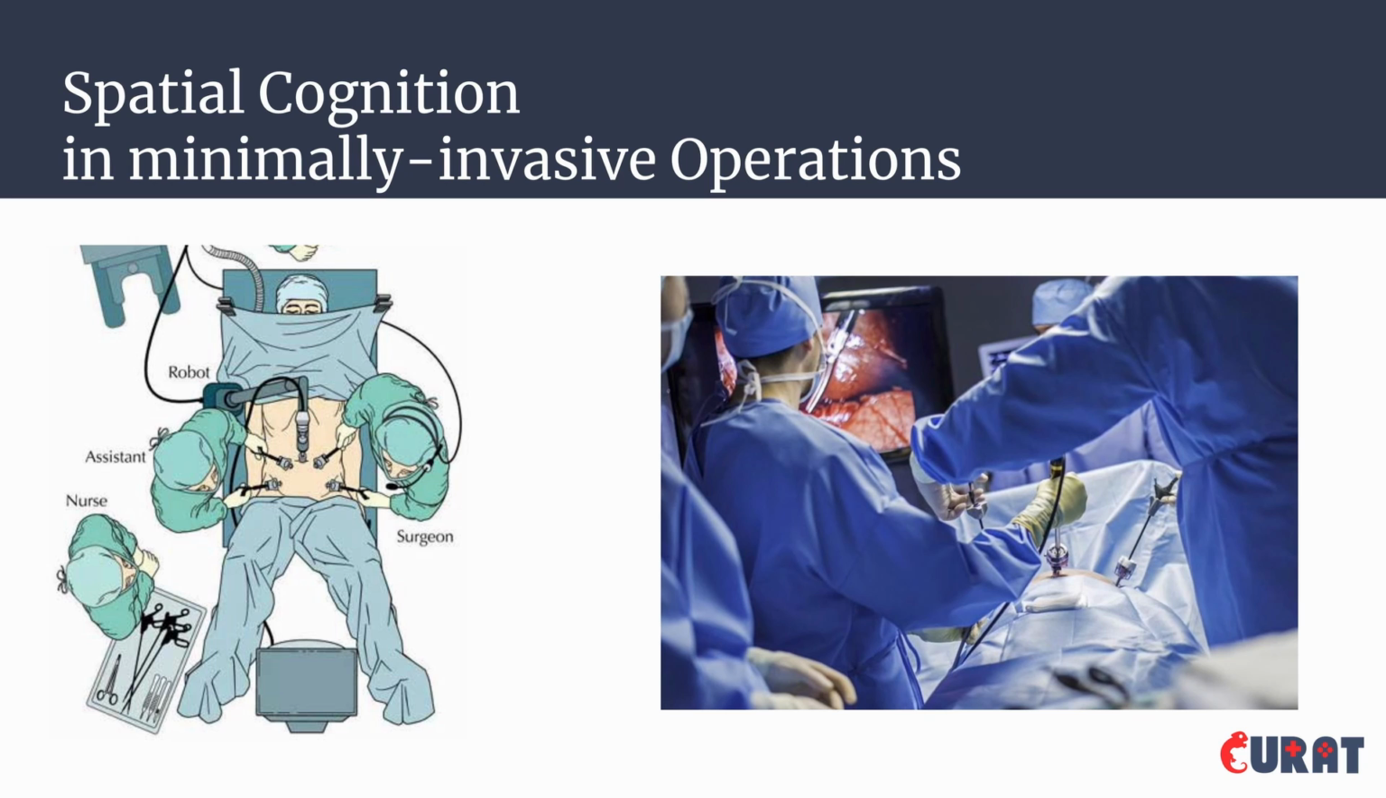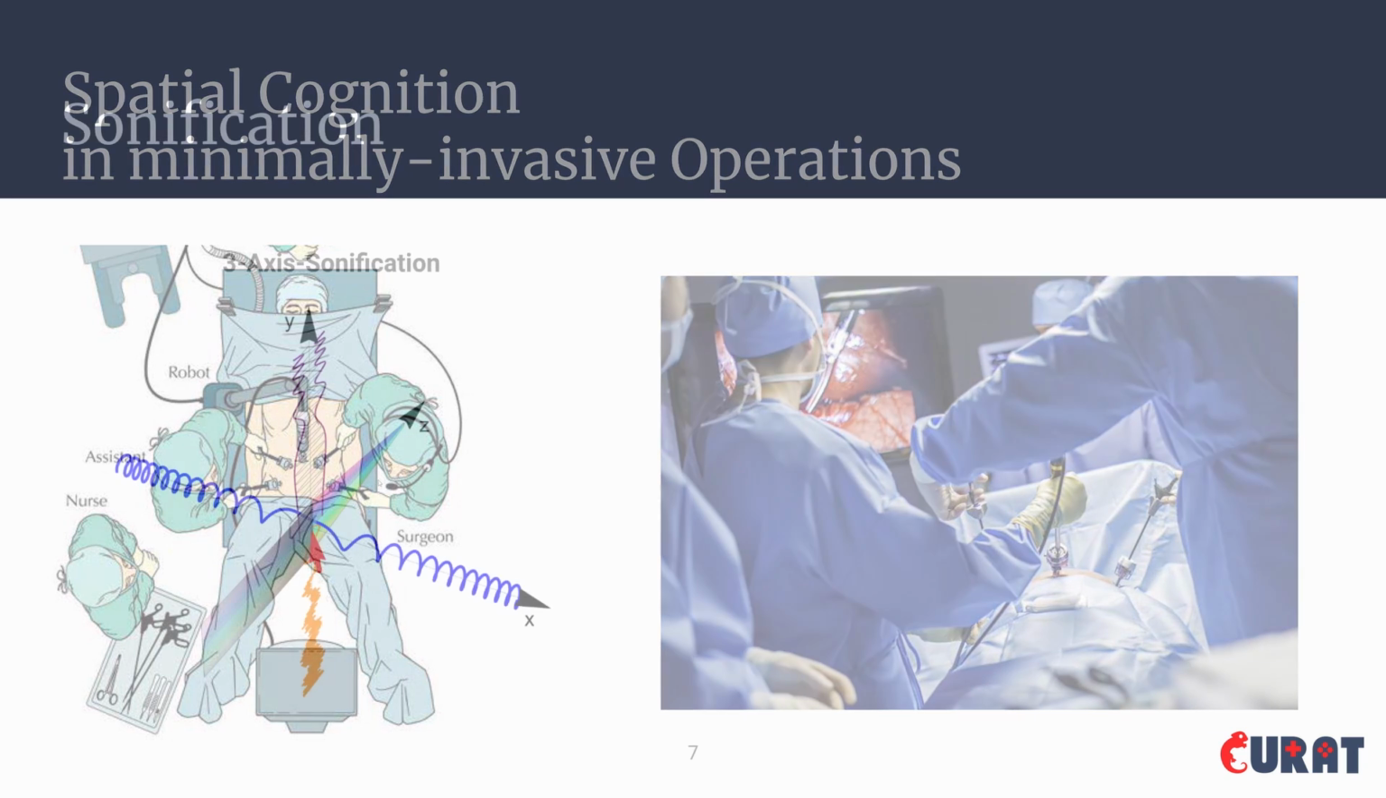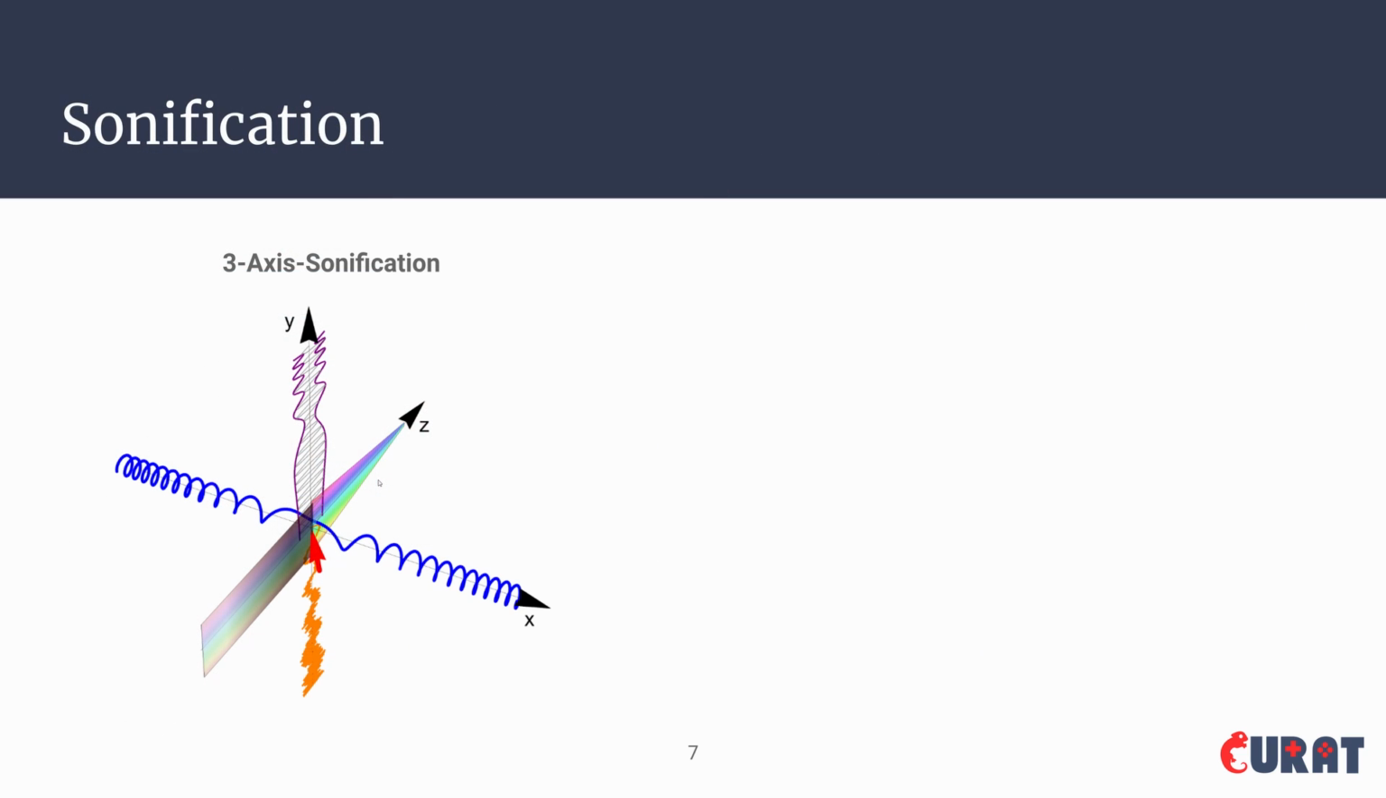This is where we can utilize what's called sonification. Sonification is a way to convey information in the form of non-speech audio. In our case, this information represents the relation between 2 points in 3D space. Depending on the object's x, y, and z coordinate, the sound produced by sonification will change. For example, this is the sound that sonification produces if we need to move to the left.